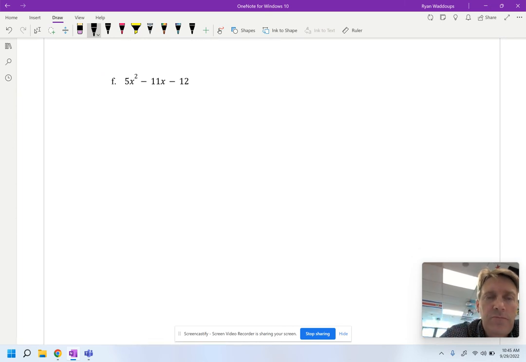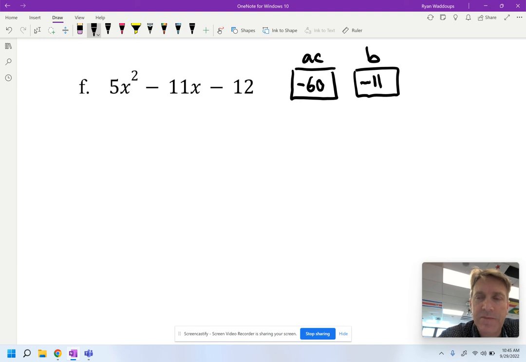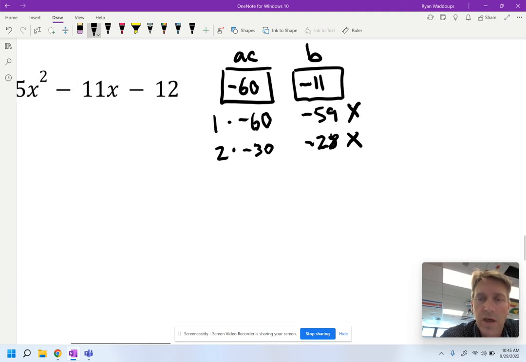And then F. Let's zoom in here a little bit. We've got AC: 5 times negative 12 would be negative 60. B is negative 11. This time our larger number is going to be negative. So I'm going to take 1 times negative 60, gives me negative 59. No. 2 times negative 30 gives me negative 28. Still no. 3 times negative 20 would give me negative 60, and 3 plus negative 20 is negative 17. Still no, although I'm getting closer, right?